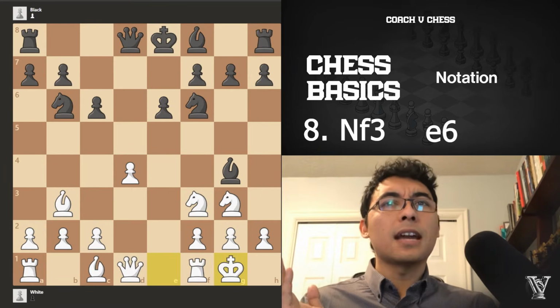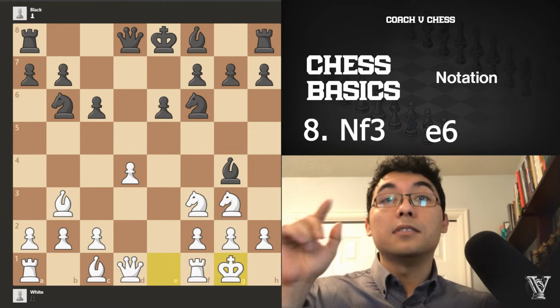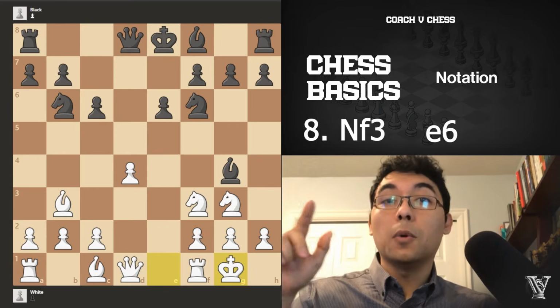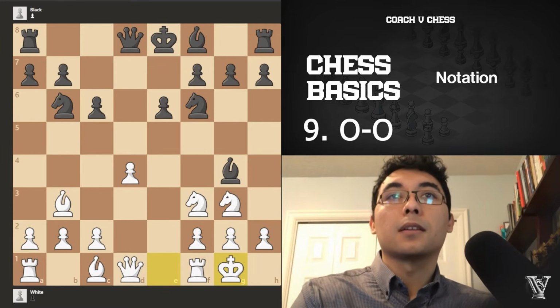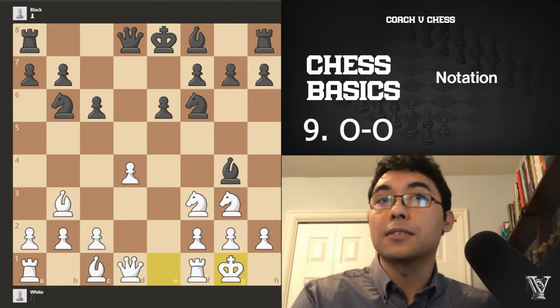castles. How do we write castles in this position? Castles is displayed with a capital O dash capital O. So it's O-O. Alright? So that's when castling for the king side, you know, short castles.